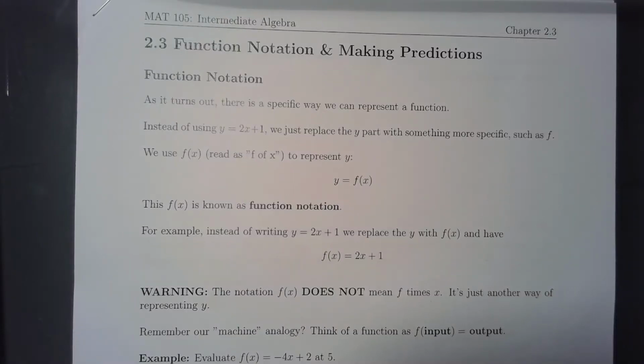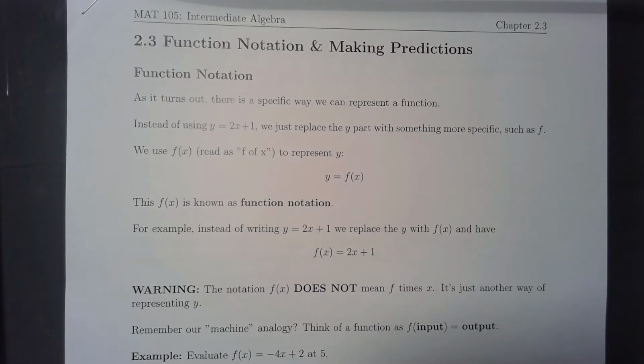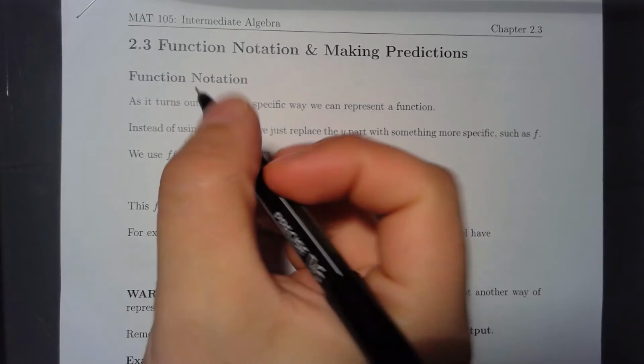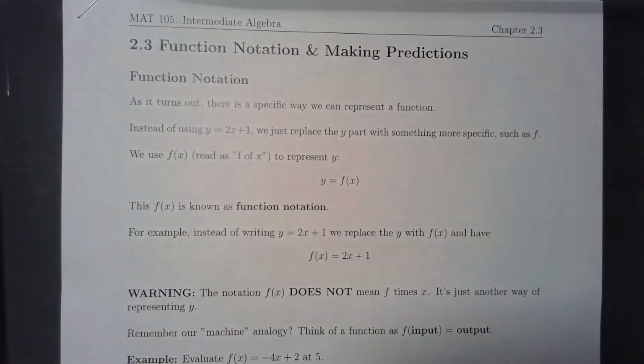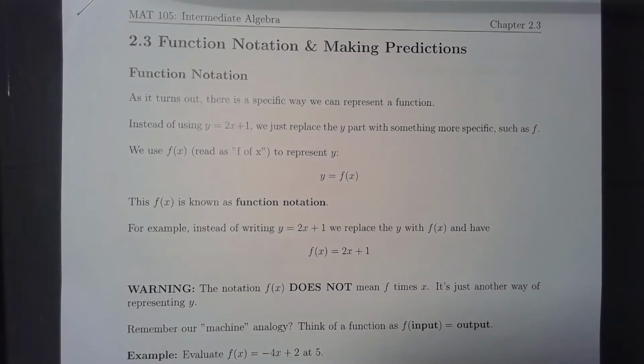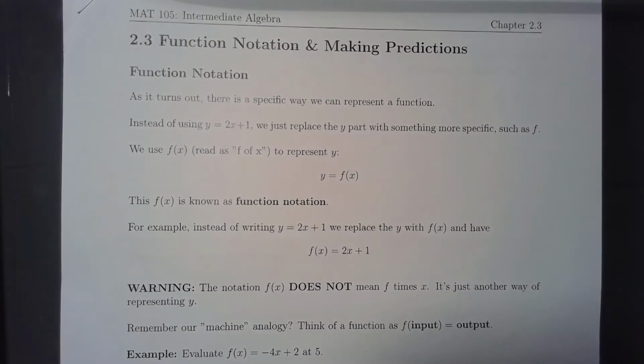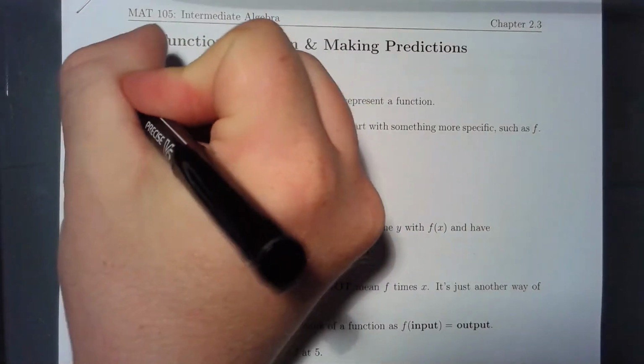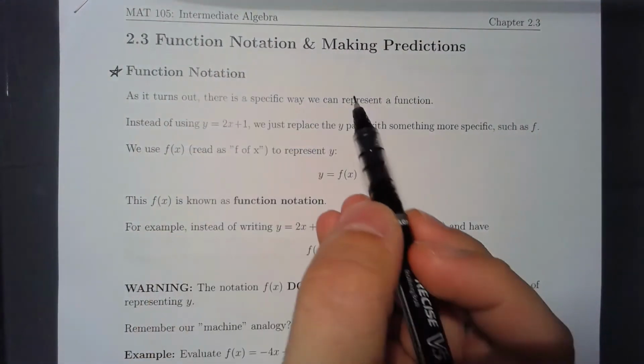Alright, so what we're going to do in this section is look at a pretty important notation for functions called function notation, and we're going to incorporate that with the linear modeling that we've been doing in chapter 2. Alright, so this right here is kind of a big deal.